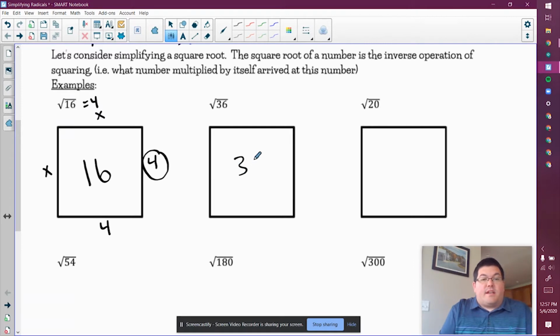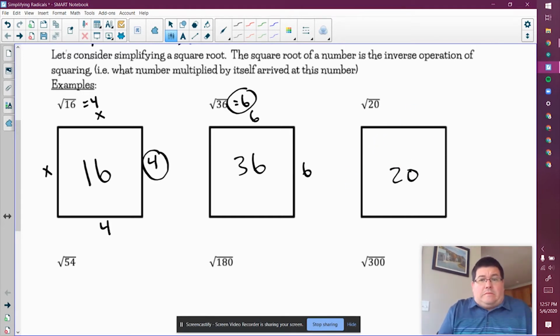If 36 is the area of this box, what do its two sides have to be? What times what, that's exactly the same thing, gives me 36? Well, that, of course, would be 6. And so the square root of 36 is 6. But what about something like the square root of 20? If the area of this whole box is 20, well, what number times itself gives us 20?